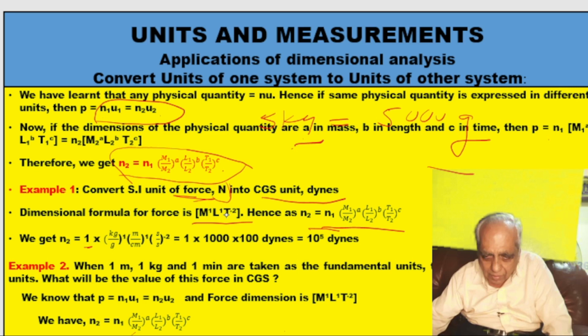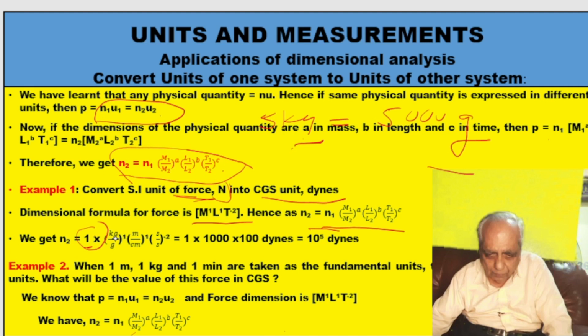This is N2, so this is kg, meter and second. The denominator would be gram, centimeter, second. Now 1 kg is 1000 gram, because then only I can cancel, so I will get 1000. 1 meter is 100 centimeter, I will get 100, and time will get cancelled, both are S. So 1000 into 100 will give me 10 raised to 5 dyne. This is how I can convert from one system to another.